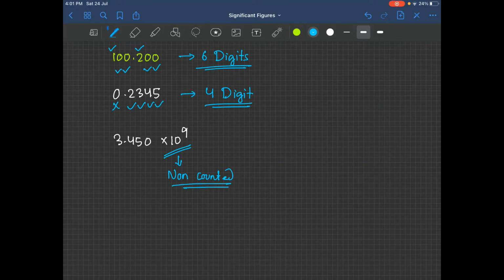Okay, this part is not counted. So this is the prime value for which we will check. Now here 3 is a non-zero number, 4 is a non-zero and 5 is a non-zero number. So 3 significant digits. Now we have a 0 as well, and for this 0 we need to check, is there any decimal point? Yes, there is a decimal point. So this 0 will be a significant digit. So this is also a significant digit. Here also we have total 4 digits.